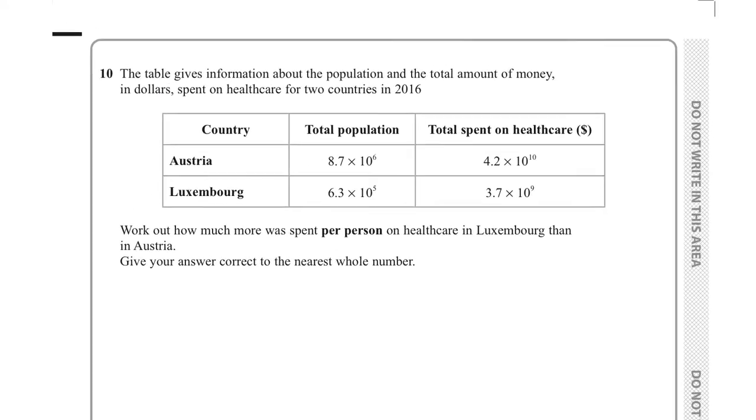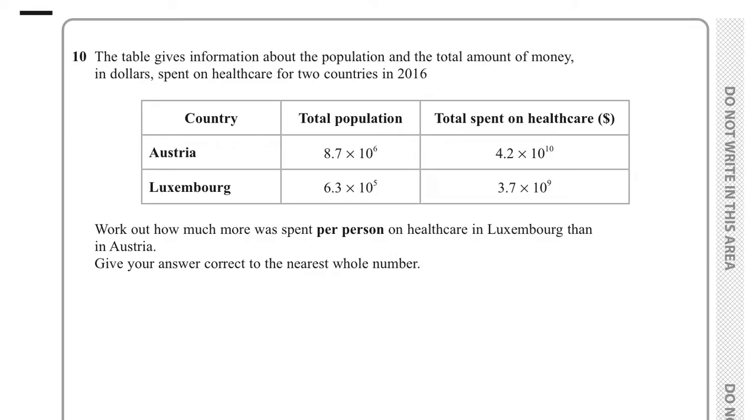Okay, question 10. The table gives information about the population and the total amount of money in dollars spent on healthcare for 2 countries in 2016. Work out how much more was spent per person on healthcare in Luxembourg than in Austria. Give your answer to the nearest whole number. Right, so really clear here. They've underlined this. Do you think this is important? Very. It's per person. So, total population, total spent.